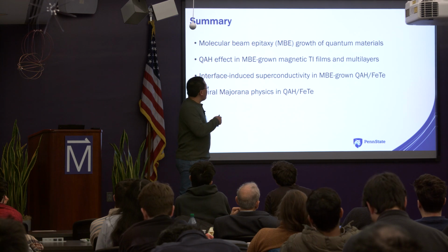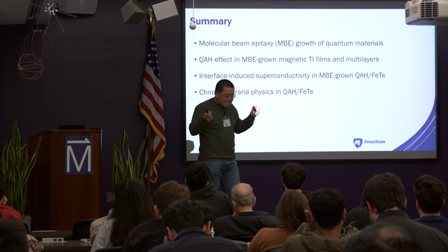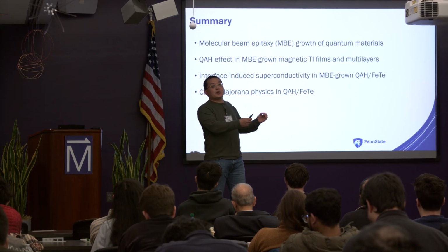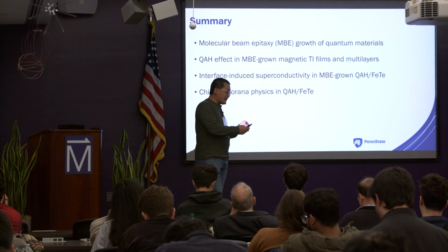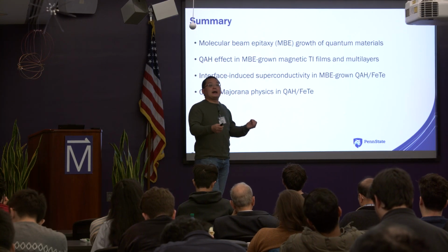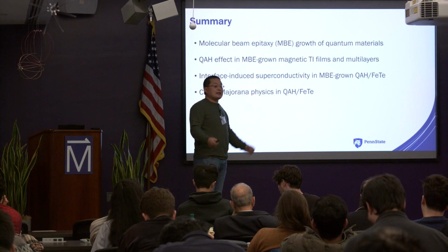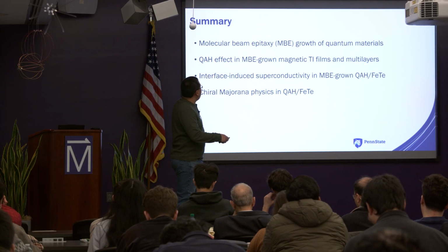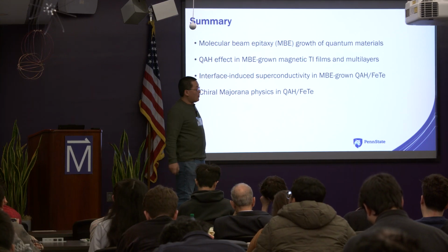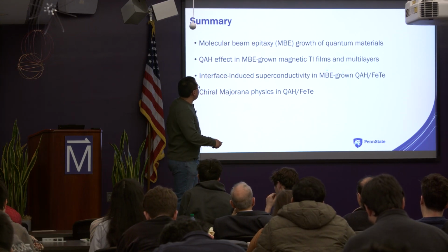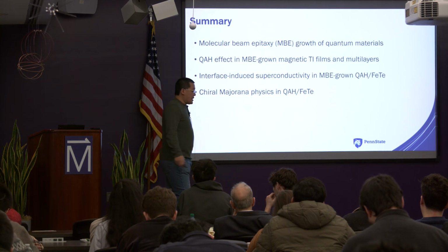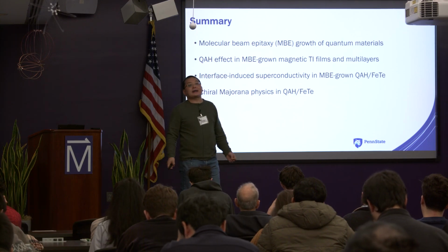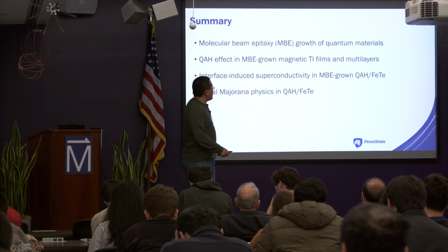So here I give a summary of my talk. I introduced the beauty of MBE. We use MBE to fabricate magnetically doped topological insulators and magnetically doped topological insulator and superconductor heterostructures, and to realize these interesting phenomena. In magnetic topological insulator films and multilayers, we see the quantum anomalous Hall effect. And in quantum anomalous Hall and superconductor heterostructures, we realize interface-induced superconductivity. And I just briefly introduced how to detect or probe chiral Majorana physics in quantum anomalous Hall and superconductor heterostructures.